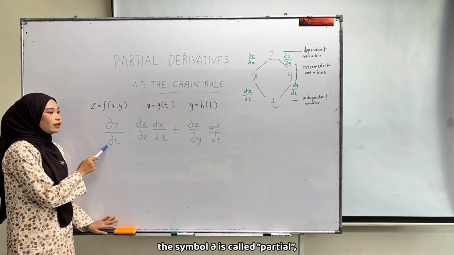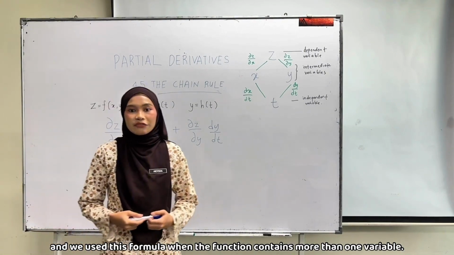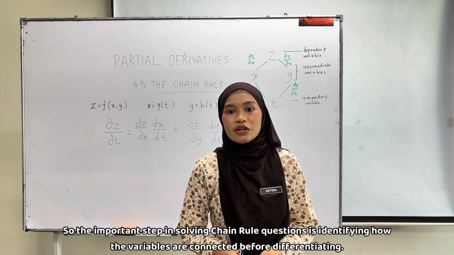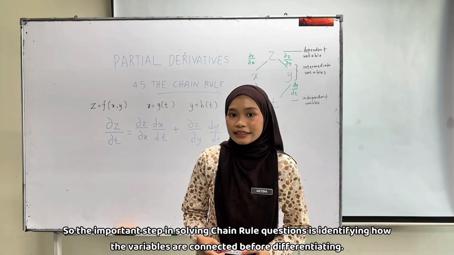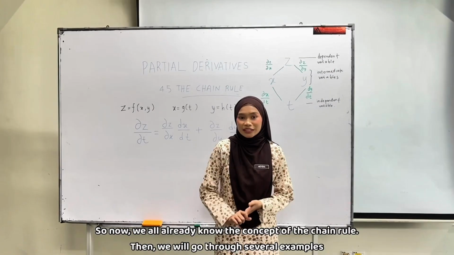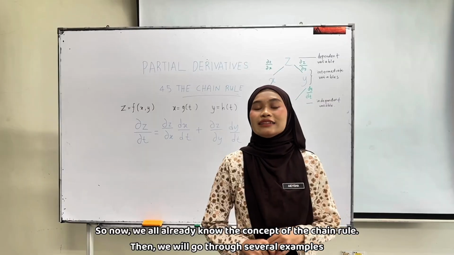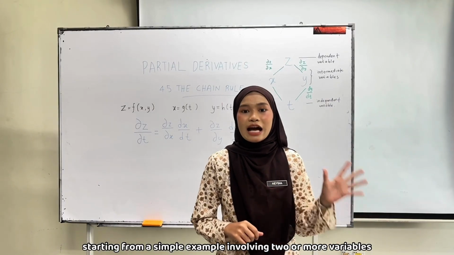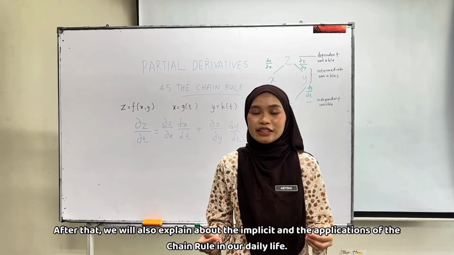The symbol here we call partial, and we use this formula when a function contains more than one variable. The important step in solving chain rule questions is identifying how the variables are connected before differentiating. So now we already know the concept of the chain rule. Then we will go through several examples, starting from simple examples involving two or more variables. After that, we will also explain the implicit case and the application of the chain rule in our daily life.